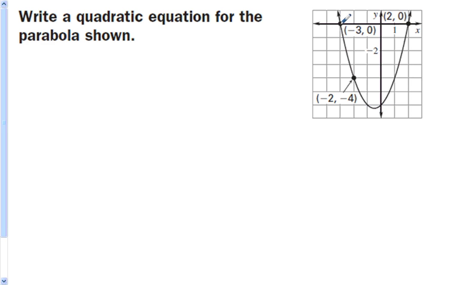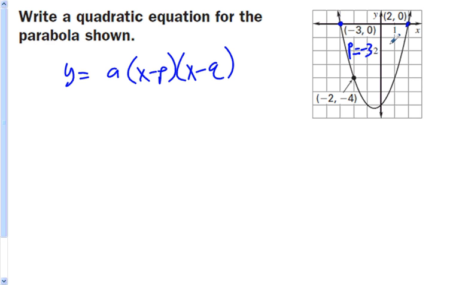But we do know the x-intercepts right here. And we have the intercept form, which is y equals a times x minus p times x minus q. And recall that p and q are the x-intercepts. So I have one x-intercept that's -3, so I could say that p is equal to -3, and then q would equal 2. So I'm going to plug in those two values for p and q.